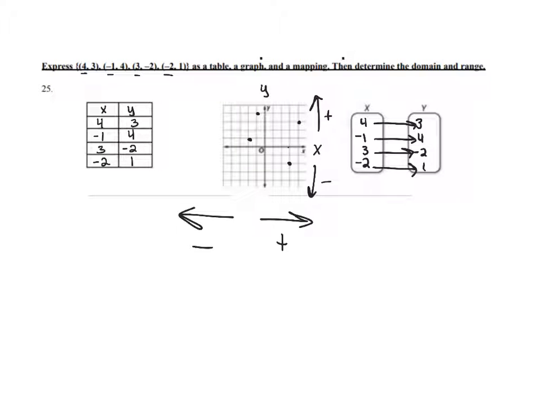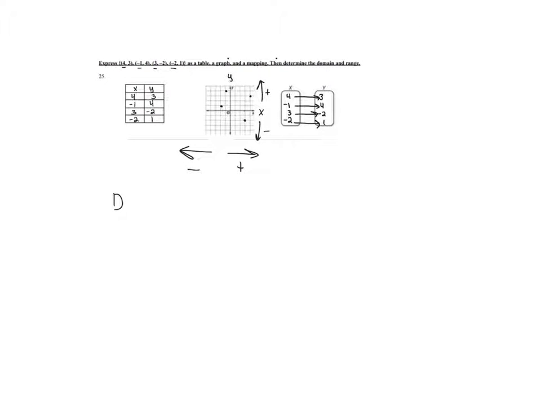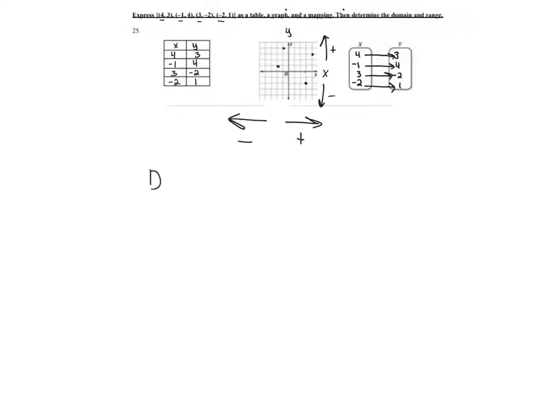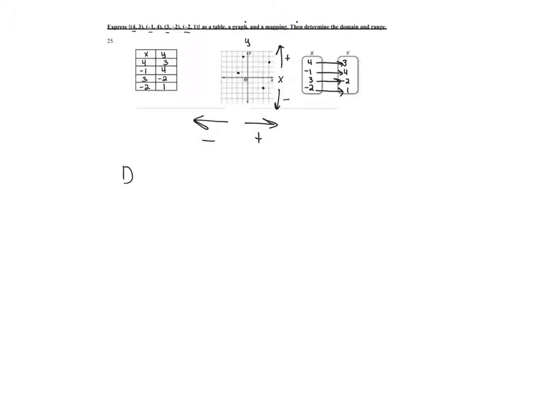And then lastly, it asks us about the domain and our range. So we put the brackets around the domain and the range, and we're going to start with the domain, and that is our X values. So those are these values over here. We're going to list those in order from least to greatest. So I'm going to start with -2, then I have -1, 3, 4, close it with the fancy bracket.